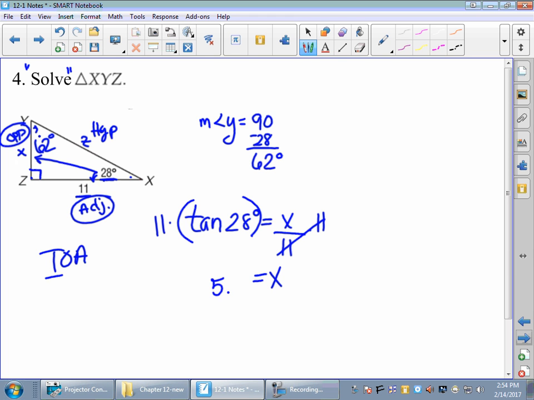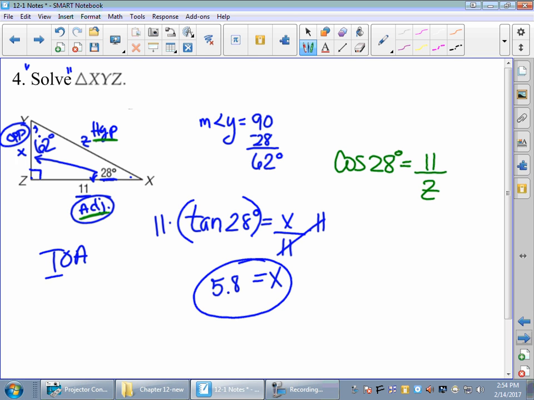So 5.8 is just fine. It's just an approximate. So x is equal to 5.8, and then I need to find z. So I'm going to use my adjacent and my hypotenuse. That's cosine of 28. So cosine 28 degrees is equal to adjacent 11 over hypotenuse z. A little bit different, the variable's in the denominator.